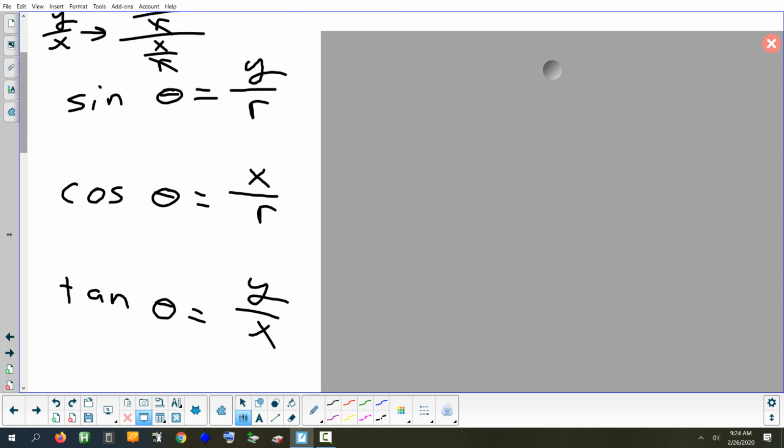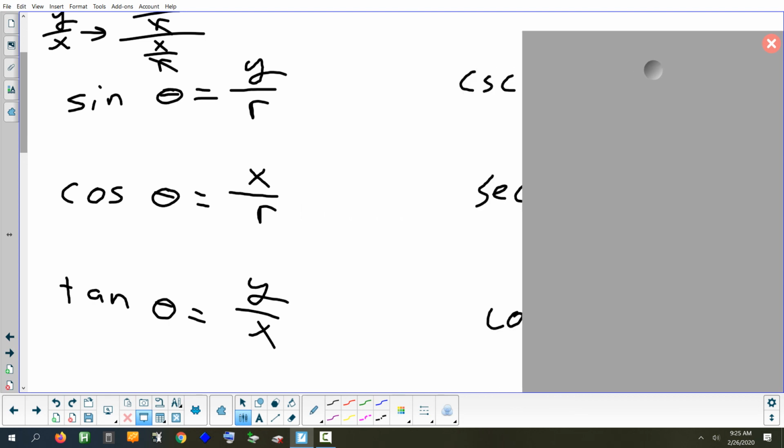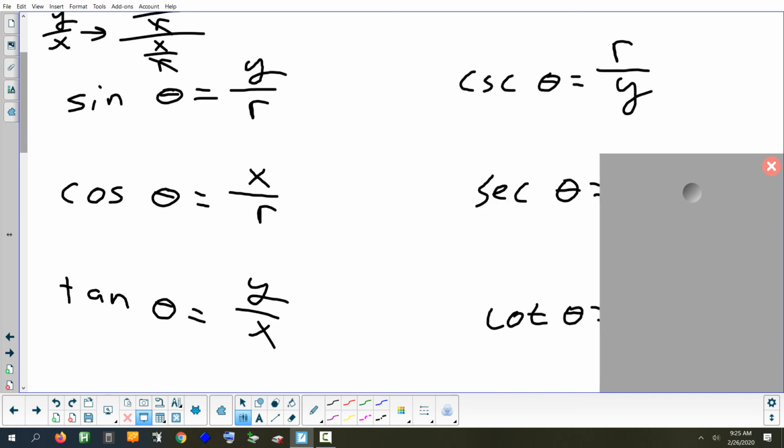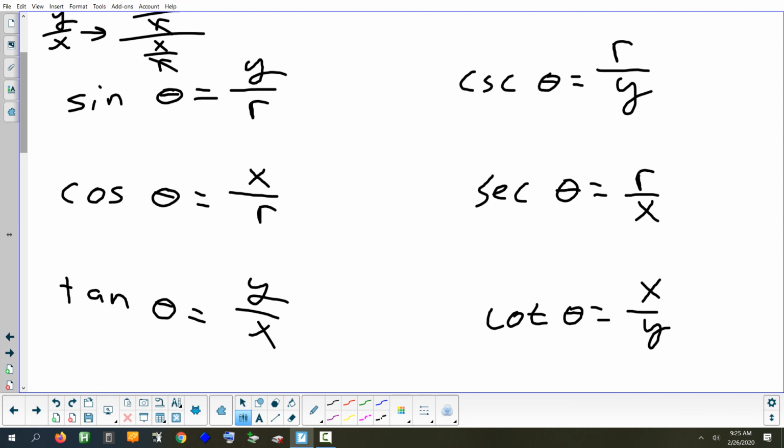Now, once you have the 3 on the left, what do we always do to get the 3 on the right? Flip them. So your cosecant is r over y. How about your secant? R over x. And how about your cotangent? X over y.